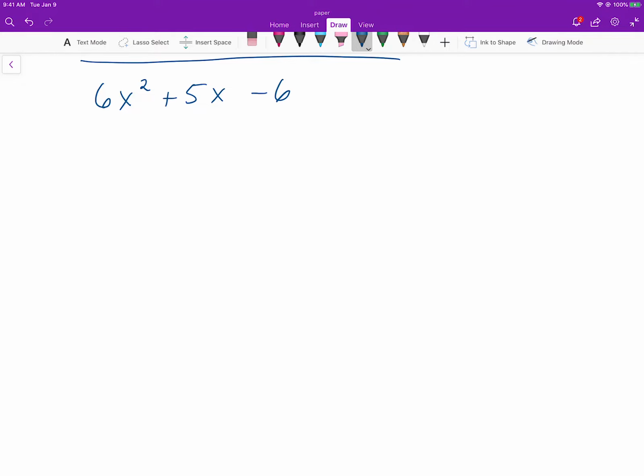So let's review factor by grouping, because I know if I have my a value that's not 1, that's one technique we can use. And we're going to multiply the first number times the last. That's a times c. 6 times 6 is 36. It's negative, so I'd have a negative 36 over here.